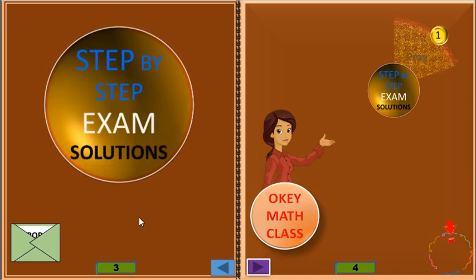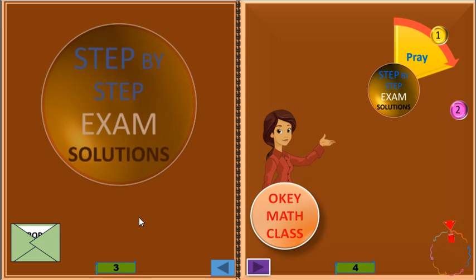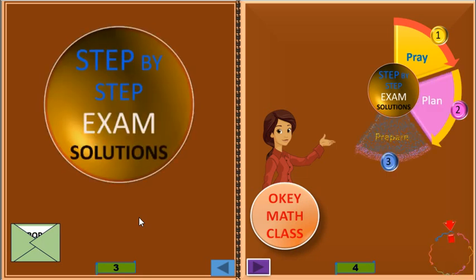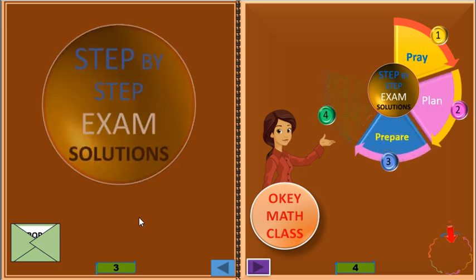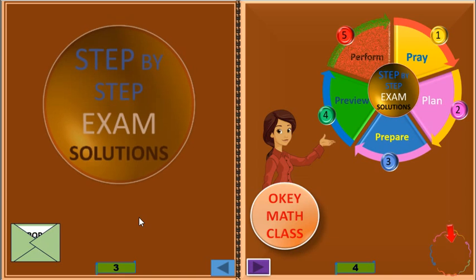Okay, maths class, present step-by-step exam solution to success. Number 1, pray. Number 2, plan. Number 3, prepare. Number 4, preview. Number 5, perform.